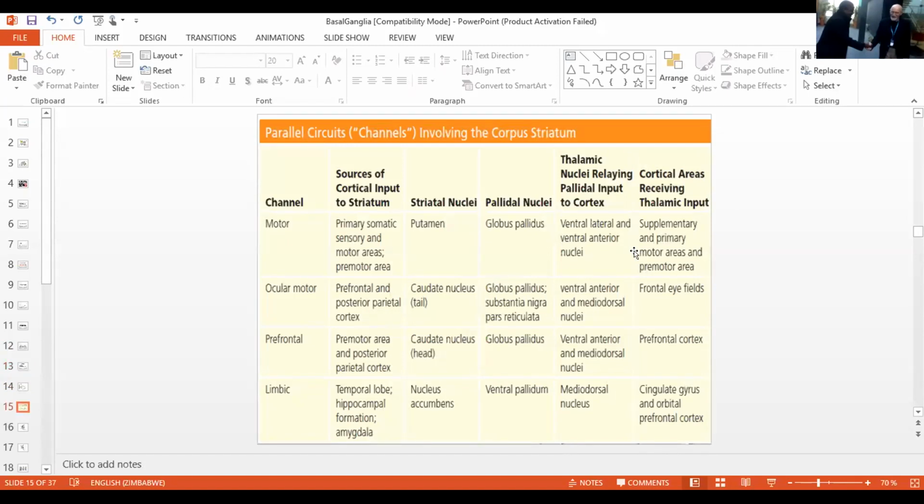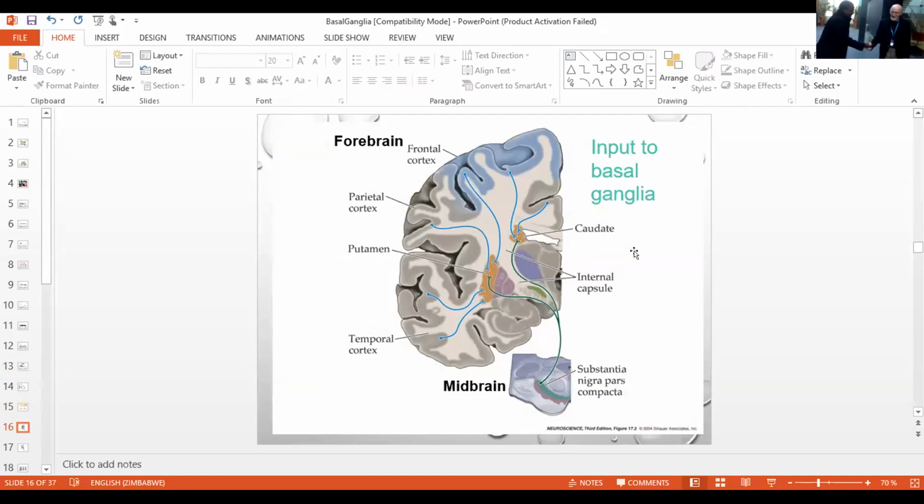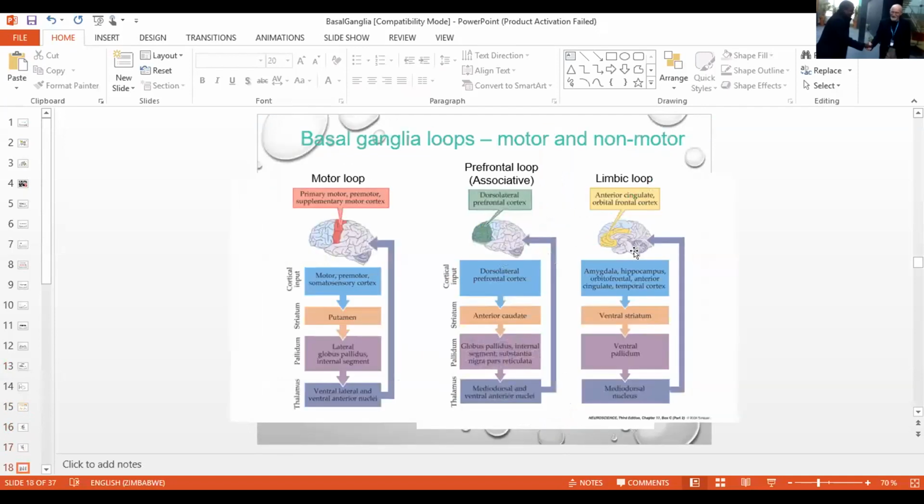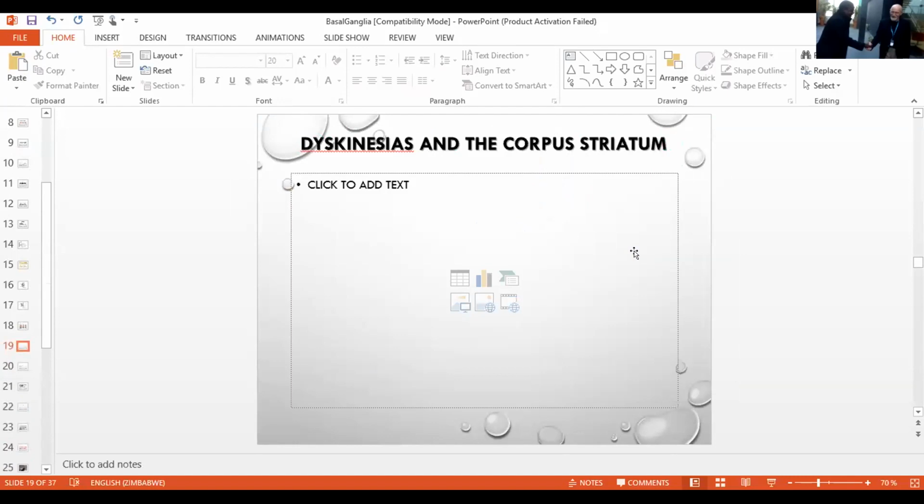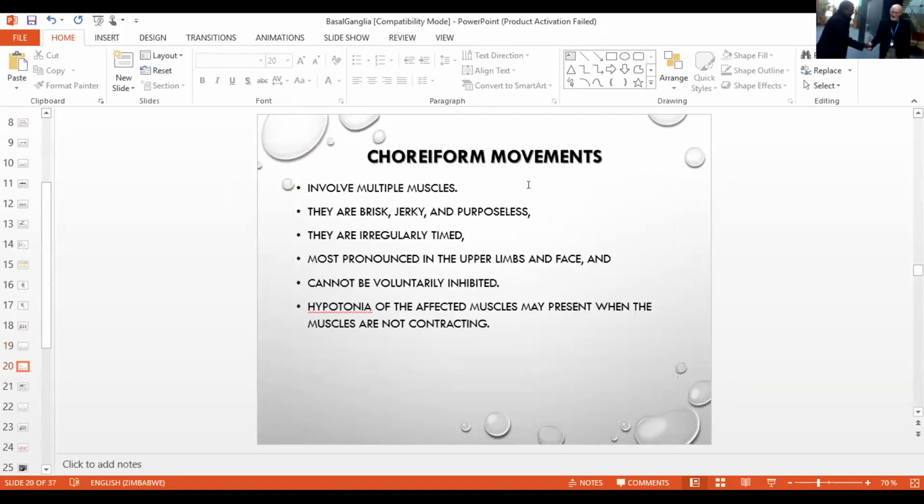There are also other channels apart from the motor. What I'm going to emphasize is dyskinesia and the corpus striatum. There is what we call choreiform movements. These are movements which involve multiple muscles. They are brisk, jerky, and purposeless. These movements are also irregularly timed and most pronounced in the upper limbs and face, but cannot be voluntarily inhibited. They come, you can't inhibit them, they are there, but purposeless movement.